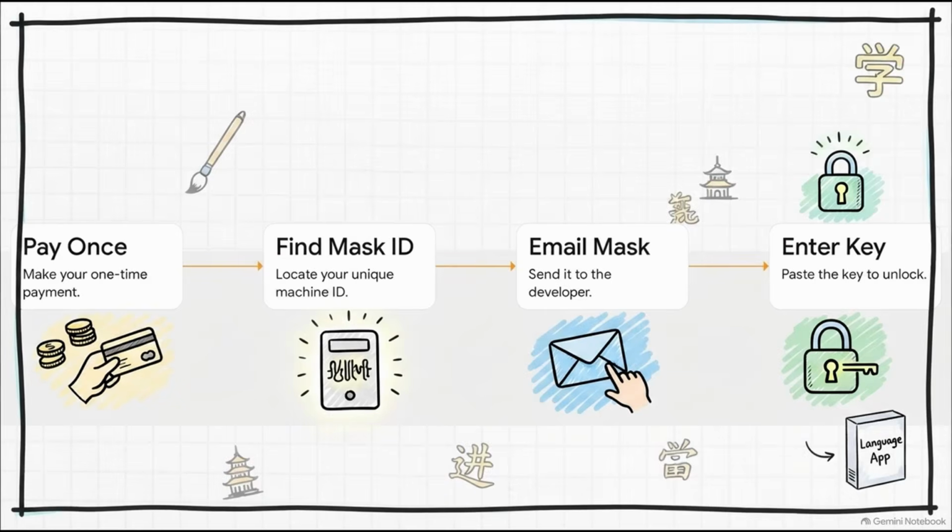Getting set up is wonderfully simple as well. Activation is super fast and easy. You just make your one-time payment, then locate your mask number, which is just your unique machine ID displayed right there in the app's interface. You pop that mask number in an email to the developer, and they'll promptly reply with your license key. Just paste that key into the software, and boom, everything is fully unlocked and ready to go.